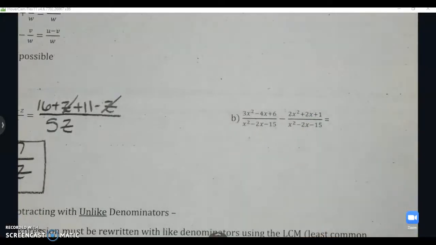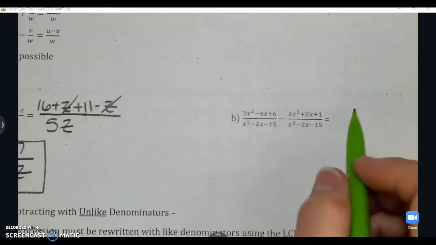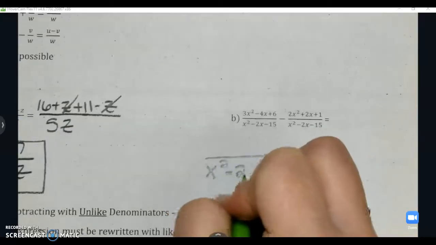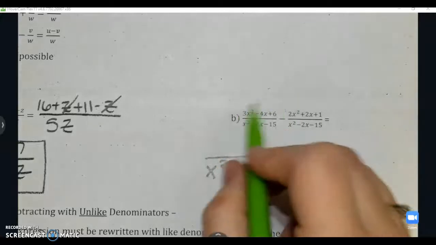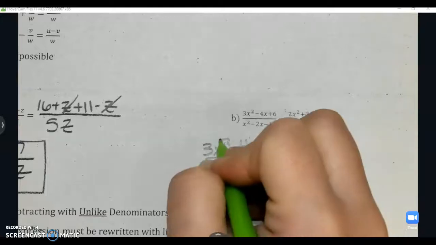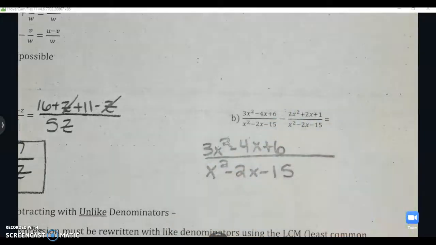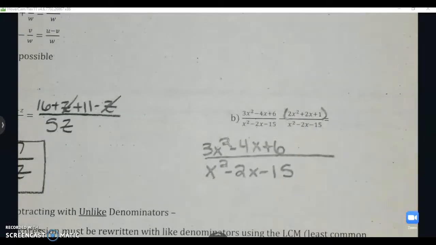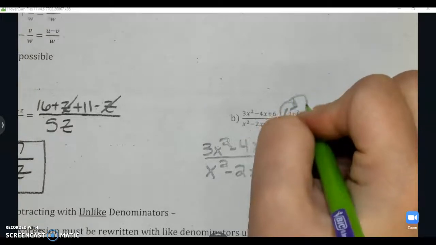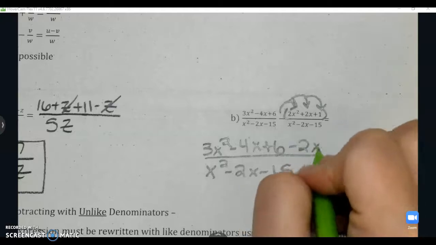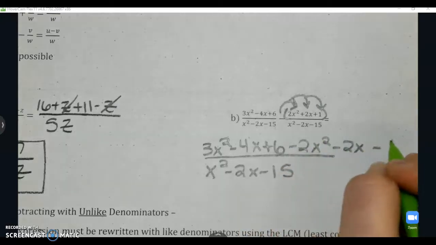All right, B. Again, my denominators match, and this time I'm subtracting these rational expressions. So my denominator will stay the same, and I'm going to be subtracting my numerators. So I've got 3x squared minus 4x plus 6 for our first fraction minus. This is where you might make a mistake and end up with the wrong answer if you forget to do this step. We are subtracting this entire numerator, meaning you have to distribute that minus sign to everything in the top. So that's going to give us minus 2x squared minus 2x minus 1.